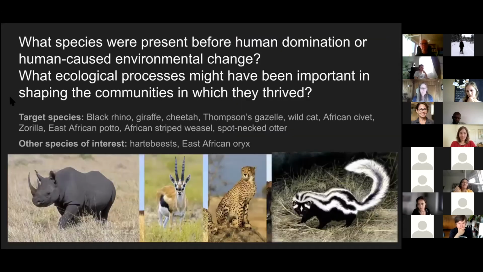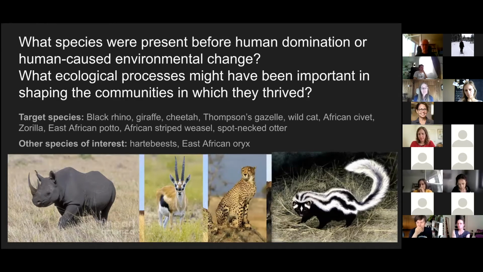We want to know not only what species were present before human domination or human-caused environmental change, but also what ecological processes might have been important in shaping those communities. As we've heard, you can find out a lot about microbes and plants, and vertebrates are a little bit harder. At minimum, we hope to find out something about the communities, but we also hope to learn about the history of the presence of these target species: the black rhino, giraffe, cheetah, Thompson's gazelle, wildcat, African civet, the zorilla pictured here, the East African pato, African striped weasel, and spot-necked otter.